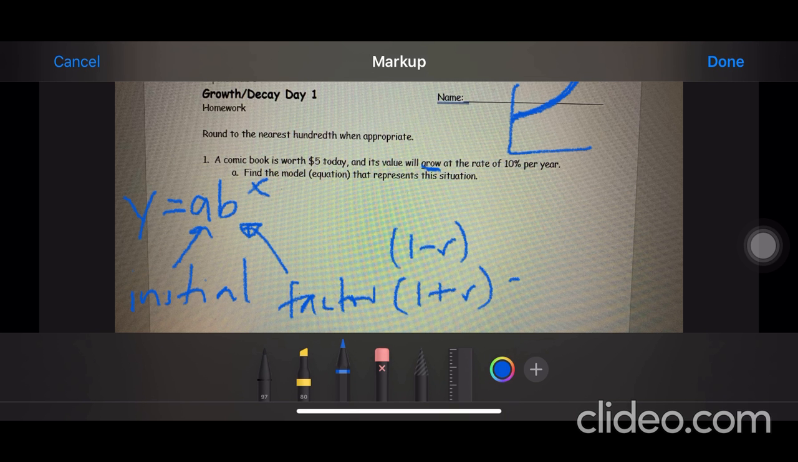So now let's find b. Let me write up here. b equals 1 plus r. So b equals 1 plus... We're not going to put in 10 because we want a rate, and right now we have a percentage. Changing it to a rate will be 0.1. And if you forgot how to do that, whenever we have a percentage, we divide by 100. So 10 divided by 100 is 0.1. So our final b value will be 1.1.